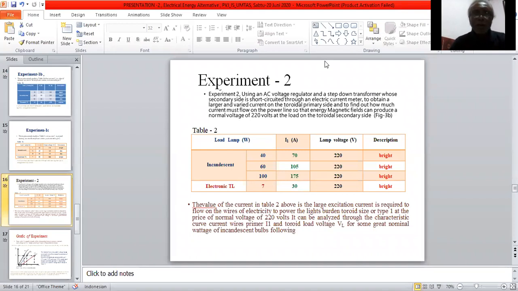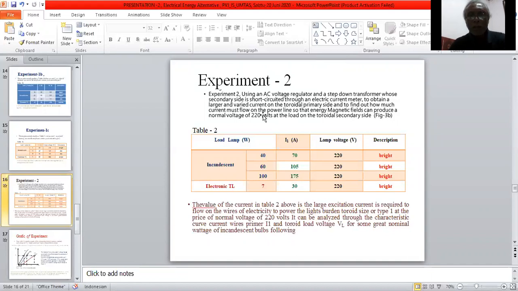And next, experiment 2. In experiment 2, we use an alternating voltage regulator and a step-down transformer whose secondary side is short-circuited through an electrical current meter to obtain a large and varied current on the toroid primary side, and to find out how much current must flow on the power line so that the magnetic field energy can produce a normal voltage of 220 volts at the load on the toroid secondary side, in figure 3b.